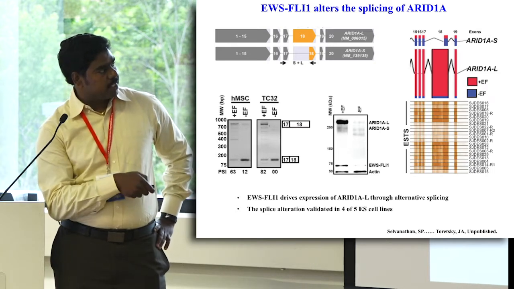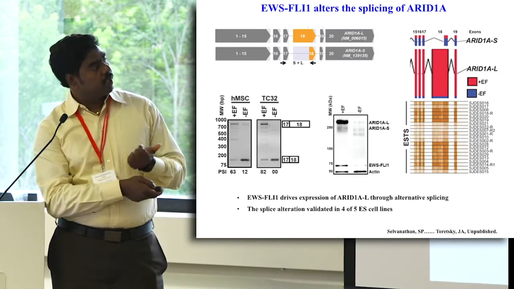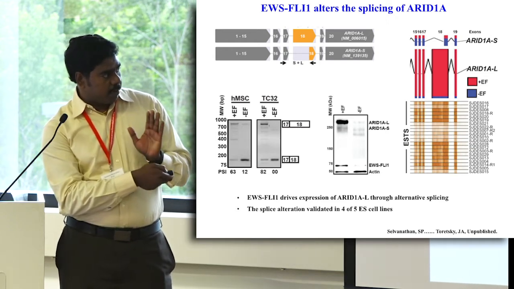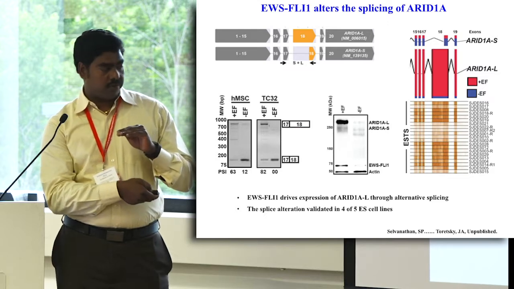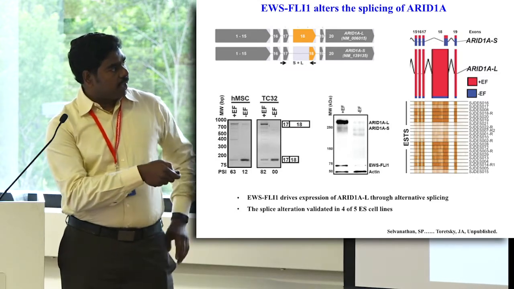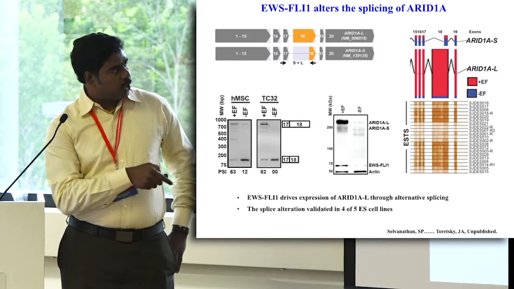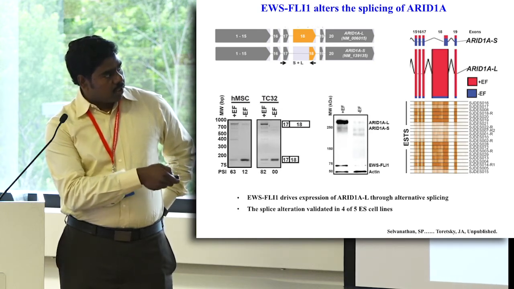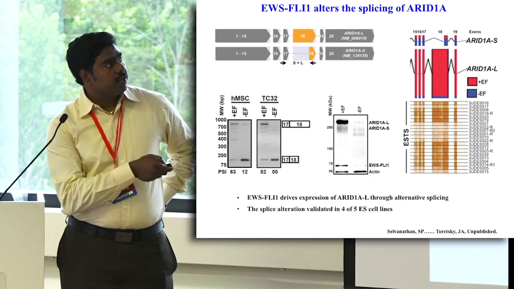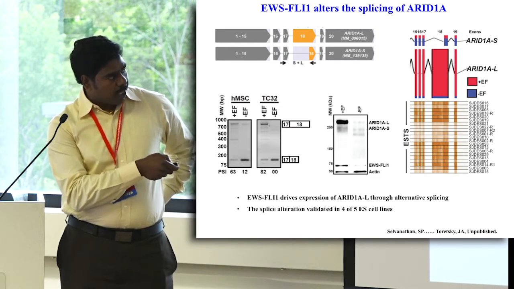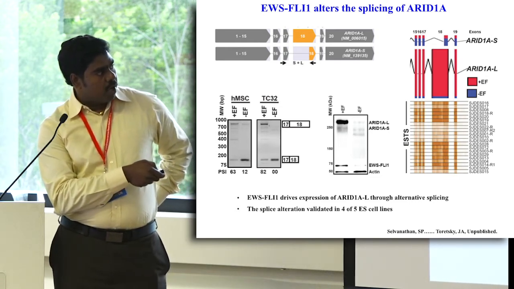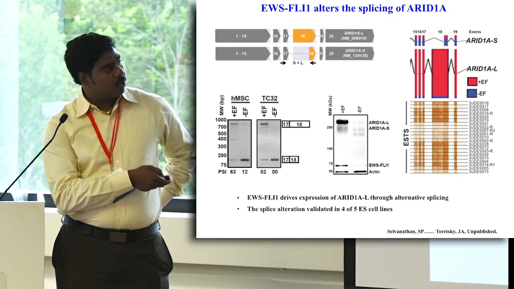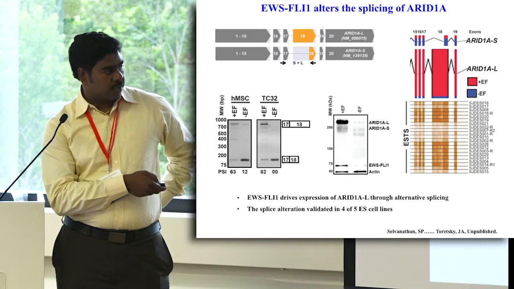This is the human mesenchymal stem cells, one of the progenitors of Ewing sarcoma. The control HMSC cells without EWS-FLI1 show a lot of short isoform. When we put EWS-FLI1 into the HMSC cells, it switches to the long isoform. This is the canonical TC32 Ewing sarcoma cell line, which shows that the wild type containing EWS-FLI1 has more long isoform. When we remove EWS-FLI1 from the Ewing sarcoma cells, it converts to more short isoform.